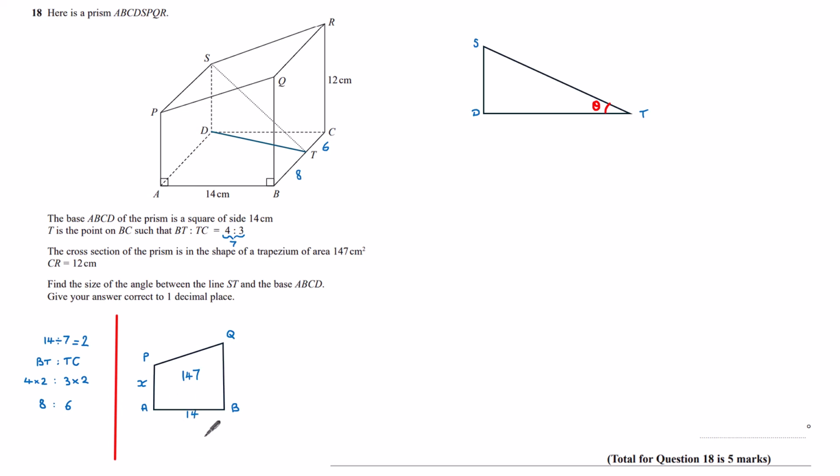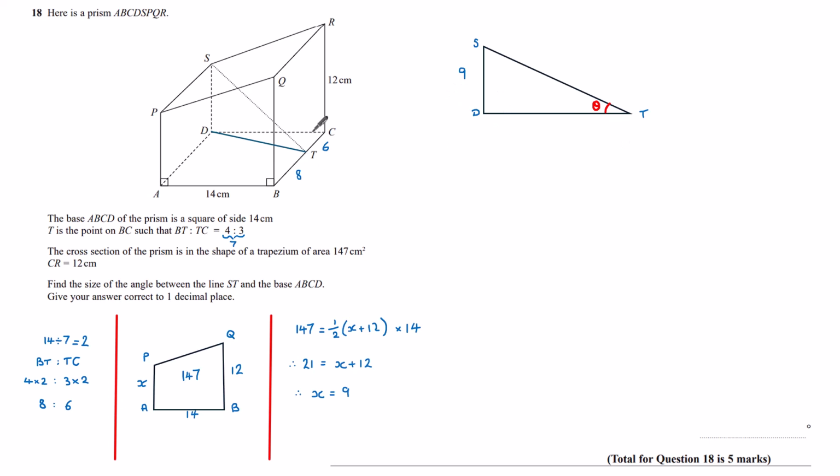Now I know the base to be 14, and I know BQ to be the same as CR, and so that's 12. The area of a trapezium is equal to half of the top and bottom, so in this case x plus 12, multiplied by the perpendicular height, which here is 14. Half times 14 is 7, so dividing both sides by 7, 21 is equal to x plus 12. Subtracting 12 from both sides gives us this x value. Knowing this value here, PA is 9, is knowing that SD is 9, so I can label that now on my triangle.